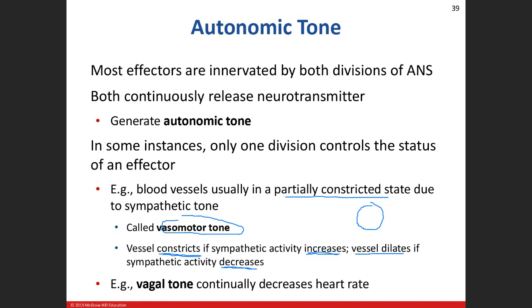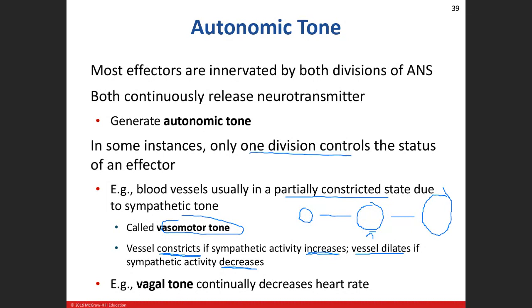So this is what happens. Normally with vasomotor tone, this is what we normally will have. If we turn up our sympathetic activity, it will vasoconstrict, and we make it smaller. If we lighten up on the sympathetic activity, we make it bigger. Y'all see that? Vasomotor tone. That's going to be one division.